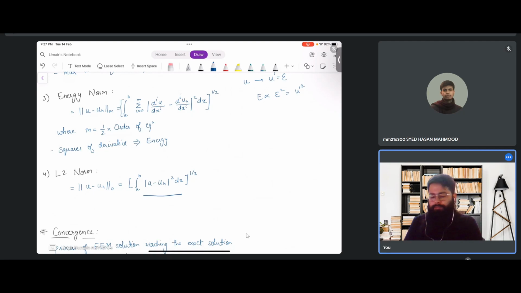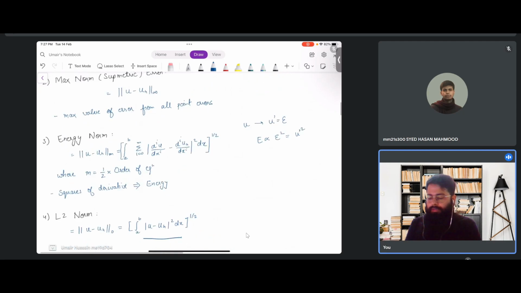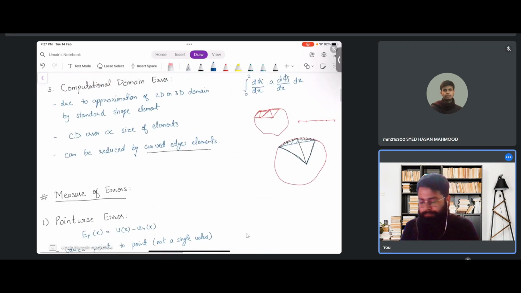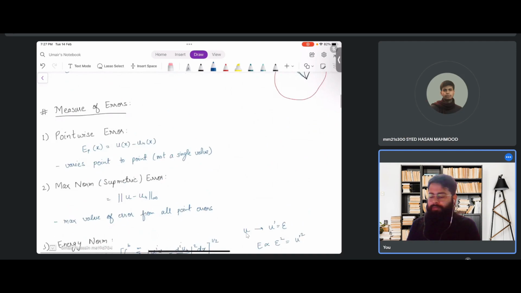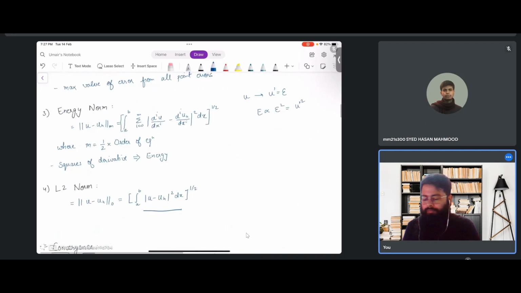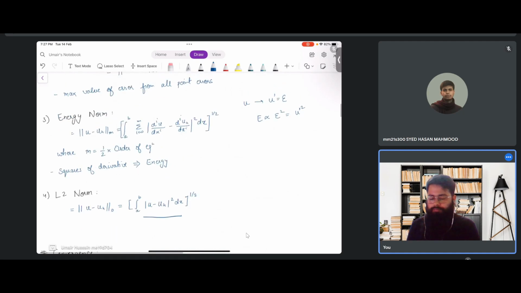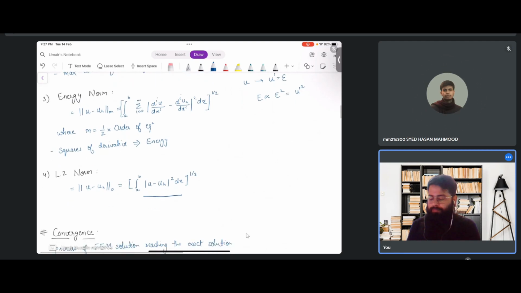So I think till this point, is it clear? We discussed the different types of error, and then we understood how to calculate these errors. Yes, yes, yes.